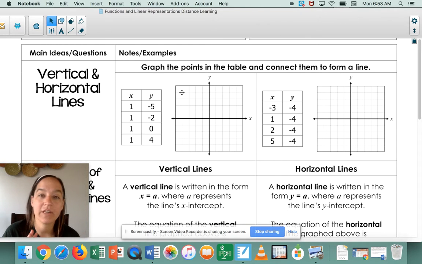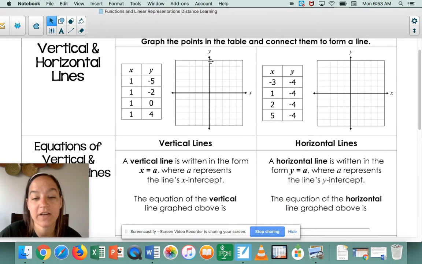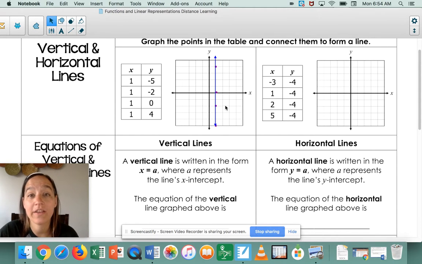But if someone gives me a table and it looks like this one right here, then I'm going to go ahead and say to myself, 1, 5, -5. That means I go over 1 and down -5. And I put my dot. And then I put my 1, -2, my 1, 0, my 1, 4. And then I can graph my line. And so right there, my vertical line will look like this.